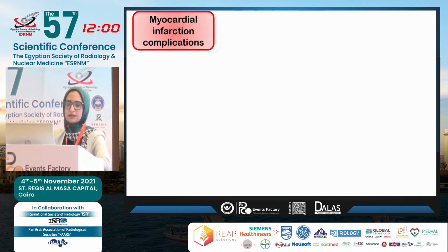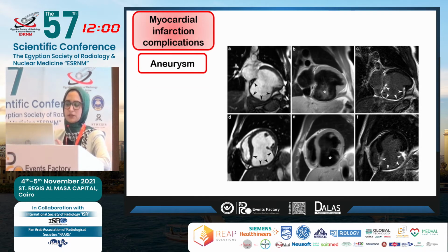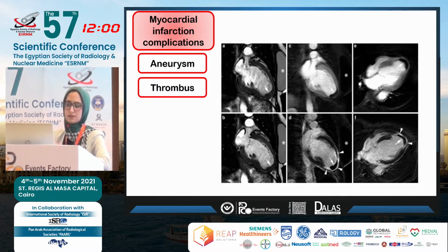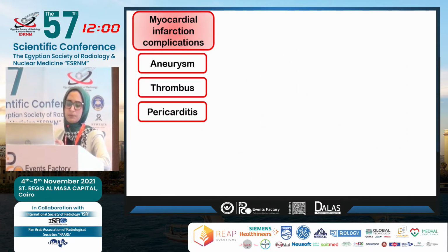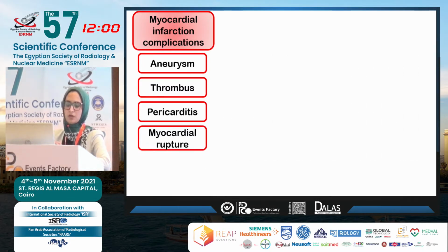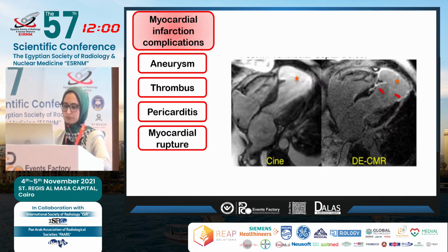You can also detect myocardial infarction complications like aneurysmal formations, like thrombi, which are detected as a hypointense intracardiac mass in all sequences, pericarditis accompanying the myocardial infarction, or even cases of myocardial rupture who are lucky enough to pass through it.